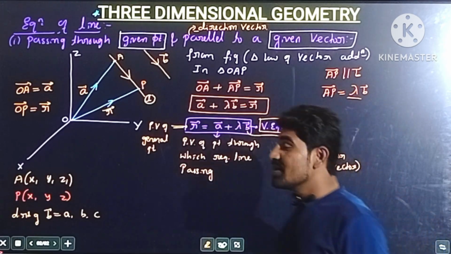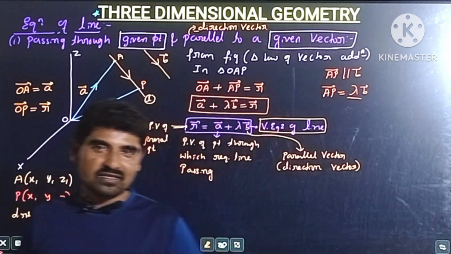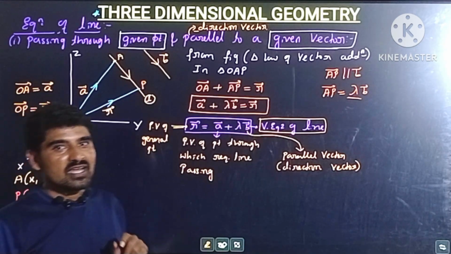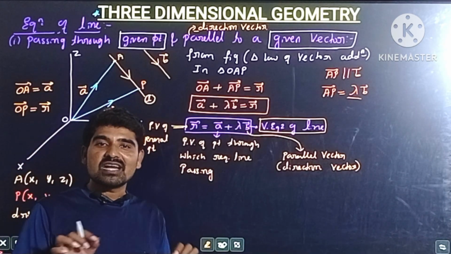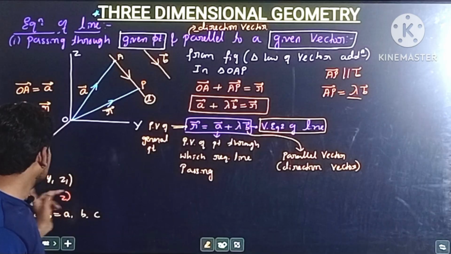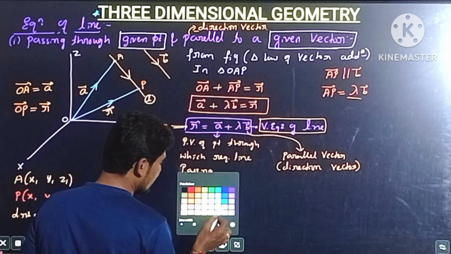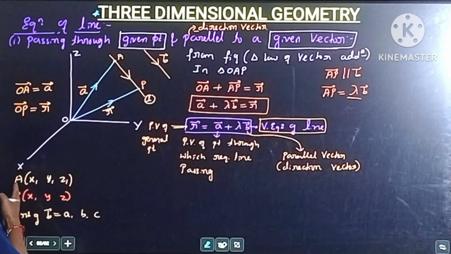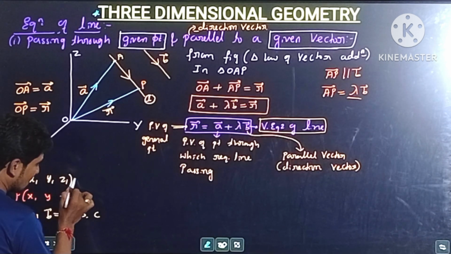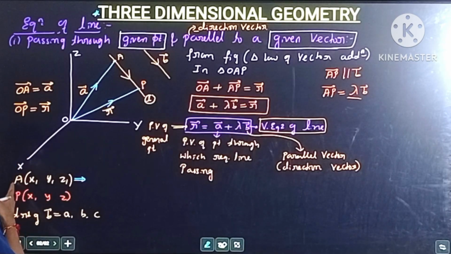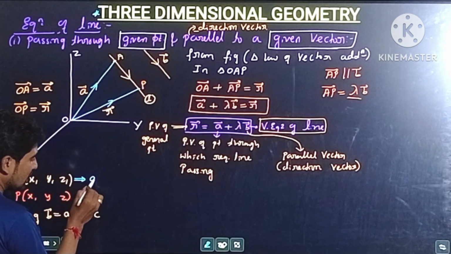And what is the next one? We need its Cartesian equation. Cartesian equation means an equation involving the Cartesian coordinates, that is x, y and z. For writing the Cartesian equation of the line, see here, the coordinates of the point A are x1, y1, z1. It means its position vector is A vector.